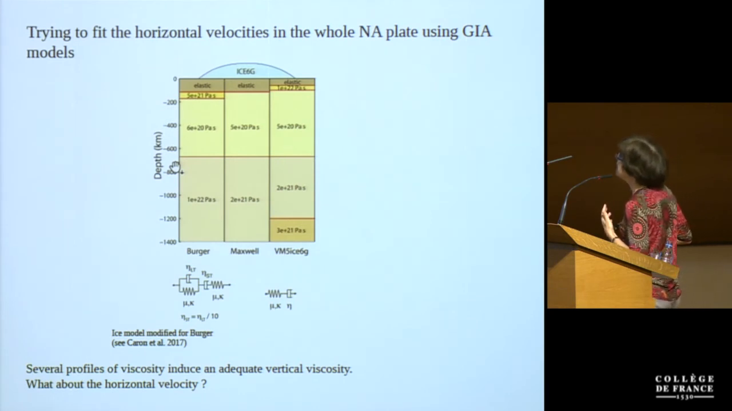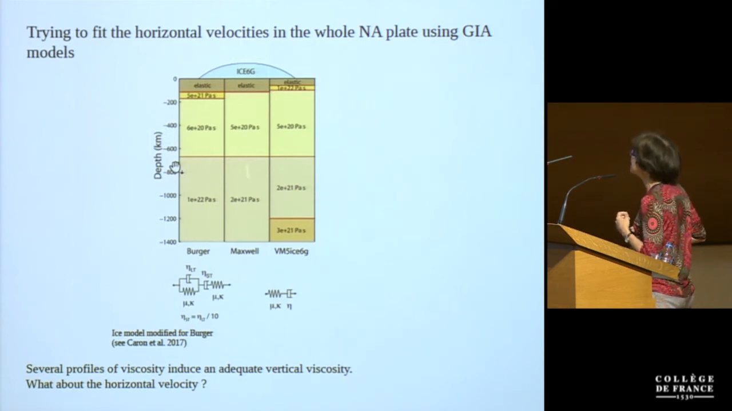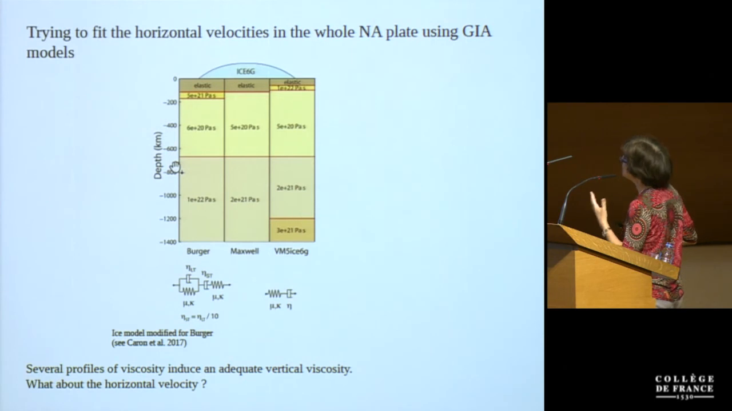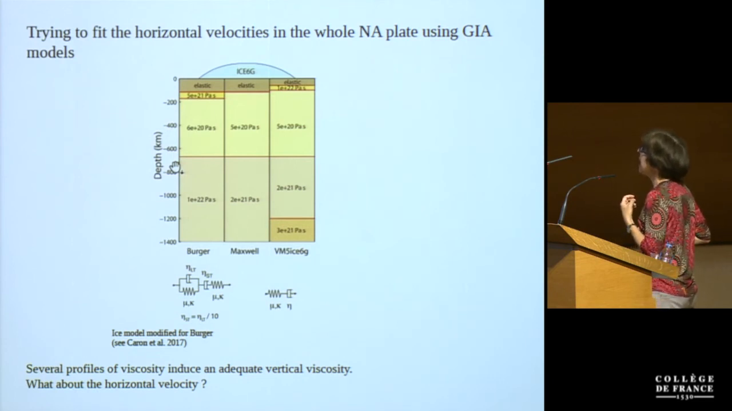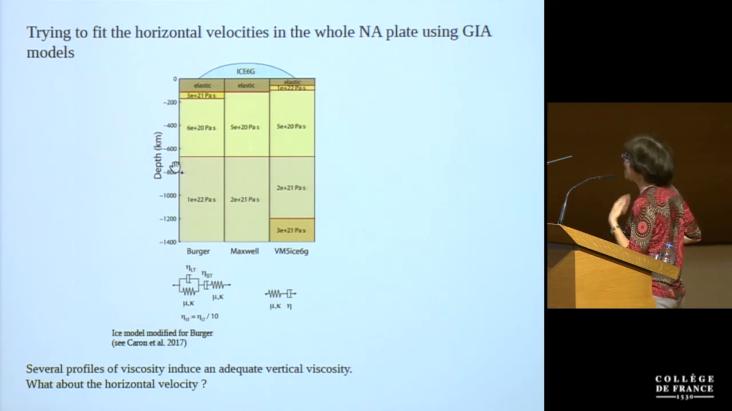For example, this type of model here is the model VM2, which was used with ICE-5G until not very long ago, until the publication of ICE-6G. It's a model with a small increase of viscosity in the lower mantle. Now, the new model proposed by Argus and Peltier has a similar type of viscosity, but they added a small thin layer here at the base of the lithosphere, which represents the viscous part of the lithosphere. And we will try several other models.